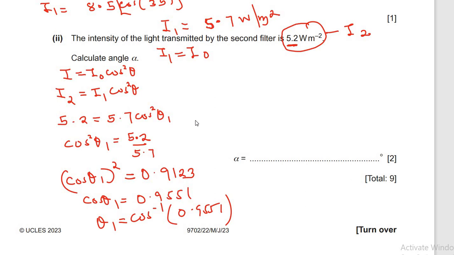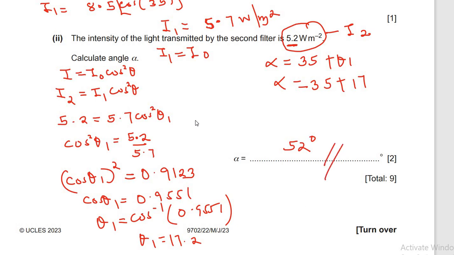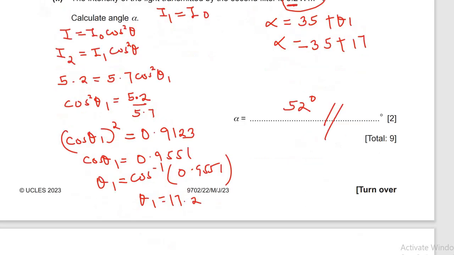I have 17.2. So since alpha is 35 plus theta 1, and theta 1 is 17.2, alpha in this case is 35 plus 17, which gives 52 degrees. That's it. Let's move to the next one.